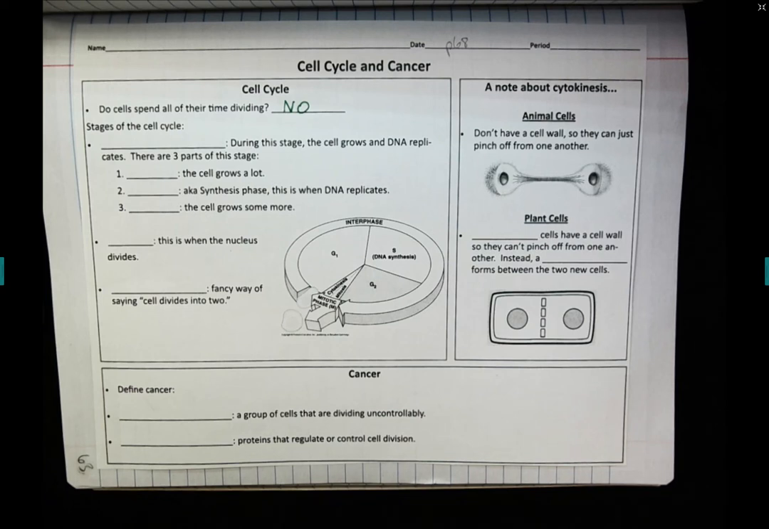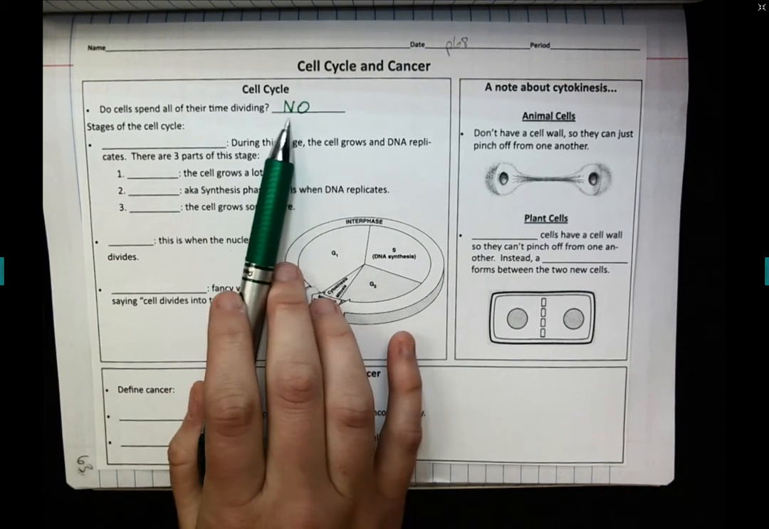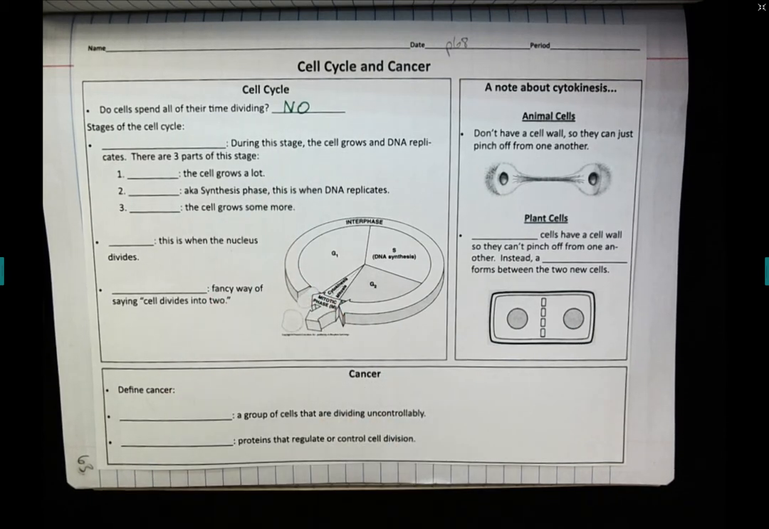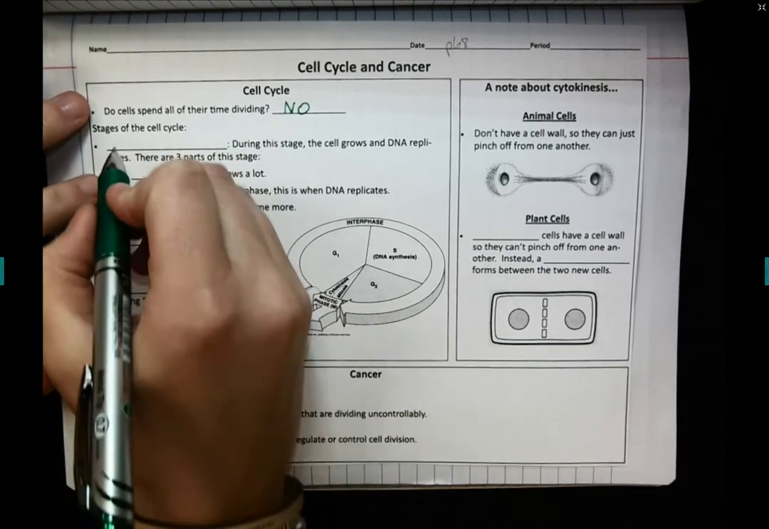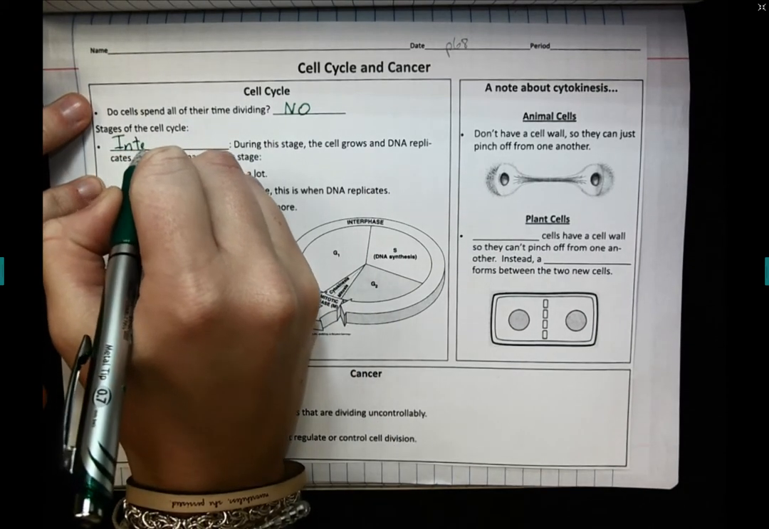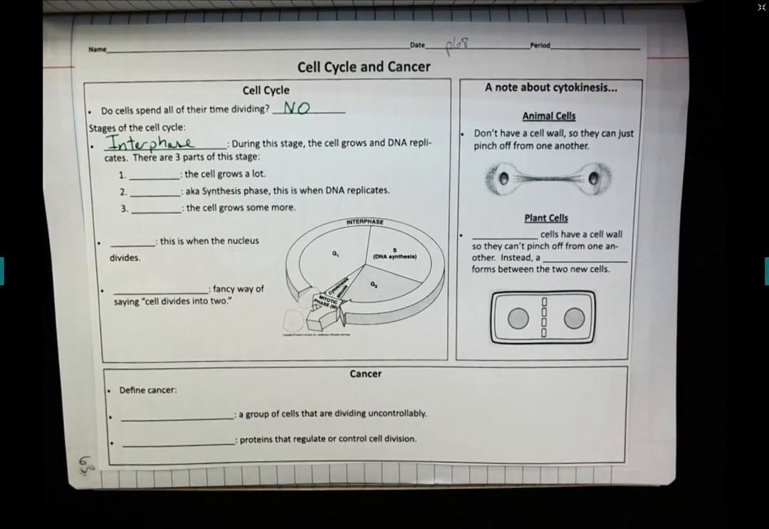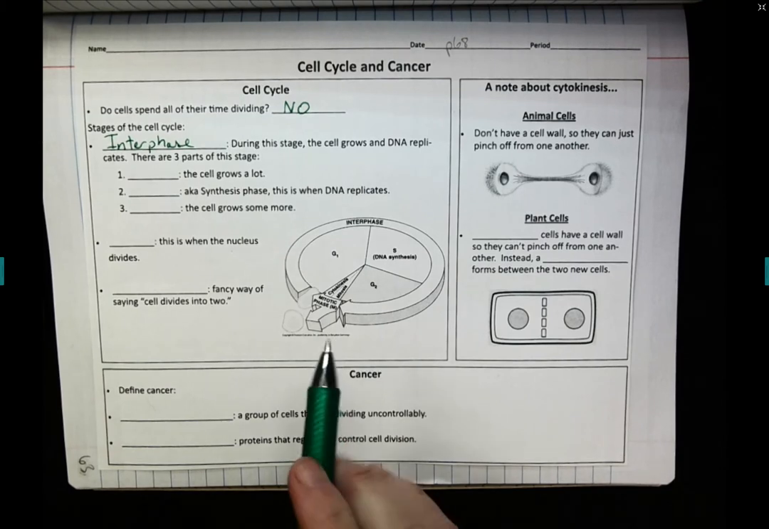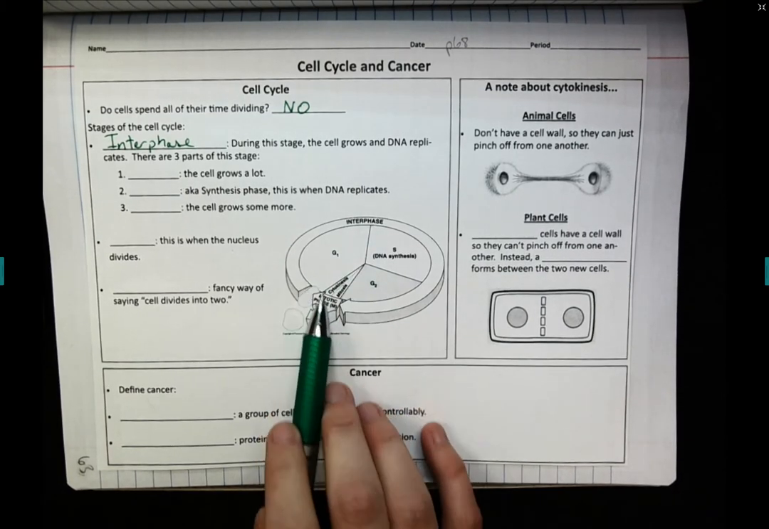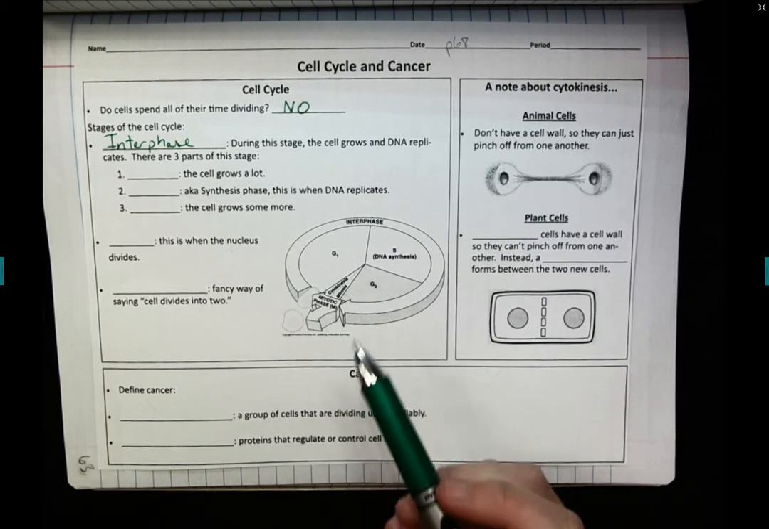We're going to talk about the cell cycle and cancer today. So the first thing we need to know about the cell cycle is that cells do not spend all of their time dividing. In fact, they spend most of their time in what's called interphase. During this phase, the cell is growing and DNA replication occurs. So interphase is where a cell spends about 90% of its time.